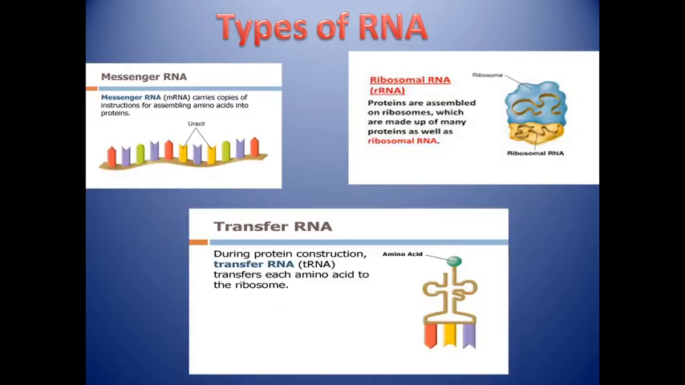Now coming briefly to types of RNA. Firstly, we have messenger RNA. This messenger RNA is just a simple nucleotide sequence, and it carries the instructions for assembling amino acids into proteins, which we will see later in detail. And then we have ribosomal rRNA. It helps in the assembly of ribosomes during protein synthesis. We will take up this also in detail.